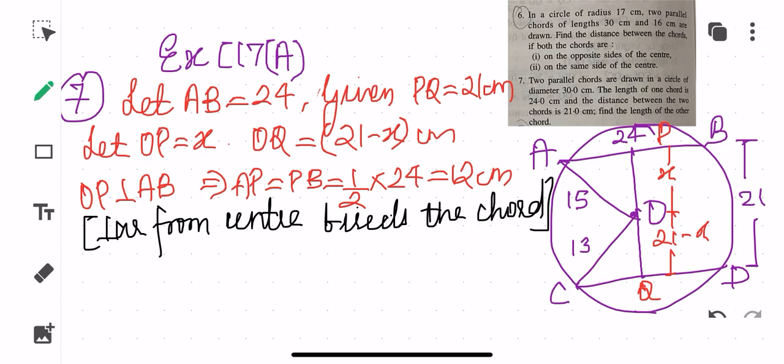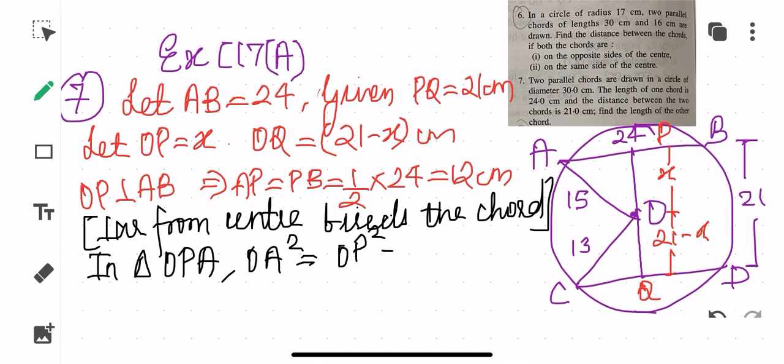Now what you will write, children? AP is equal to PB, you found out that AP is equal to 12. And then you will find out the length of OP. So write down: in triangle OPA, OA square is equal to OP square plus AP square.